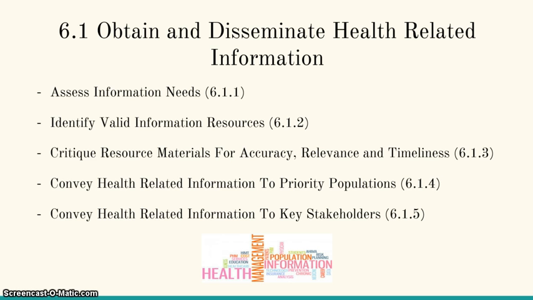6.1.3 Critique resource materials for accuracy, relevance, and timeliness. You must determine if the health information source is credible and reliable, and be aware of the types of electronic health related resources available and how to make decisions about when to use each one based on the information needs. You must also be able to evaluate appropriateness and effectiveness of the materials for the priority population and assess literacy and health literacy levels to choose appropriate materials.